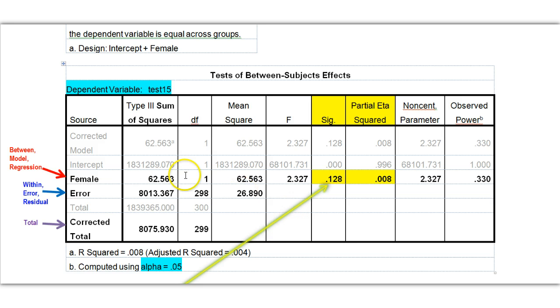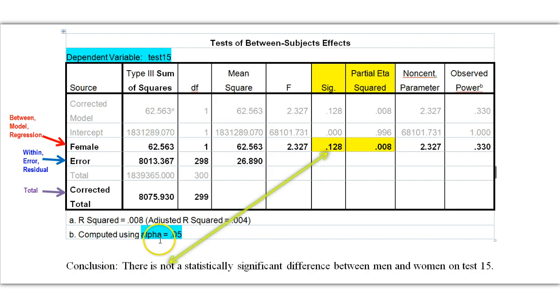And there is your sum of squares, there's your degrees of freedom, your mean square, your F, and we look at our p-value and our eta squared, partial eta squared. Of course, the partial eta squared and the eta squared are equivalent in the one-way Anova. They're not equivalent beyond that, but in a one-way Anova they are equivalent. And it also tells you what your alpha is.